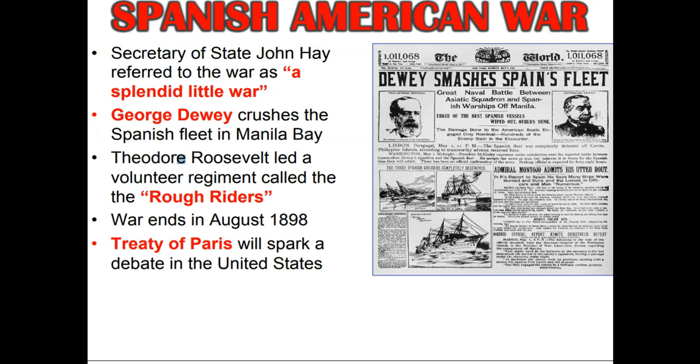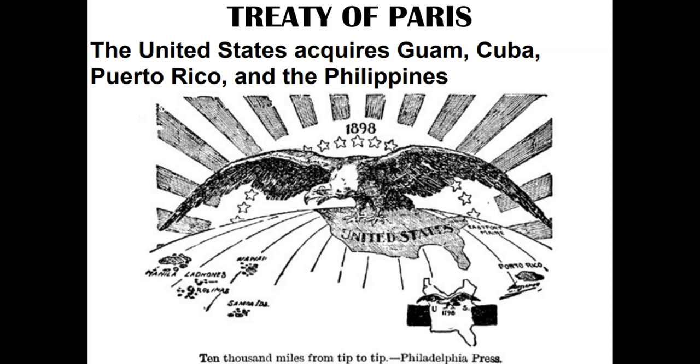George Dewey crushes basically the Spanish fleet in Manila Bay. Theodore Roosevelt led a volunteer regiment called the Rough Riders, and the war ends in August 1898 with the Treaty of Paris. But the Treaty of Paris managed to create basically a debate in the United States. The Treaty of Paris allowed the United States to acquire Guam, Cuba, Puerto Rico, and the Philippines.